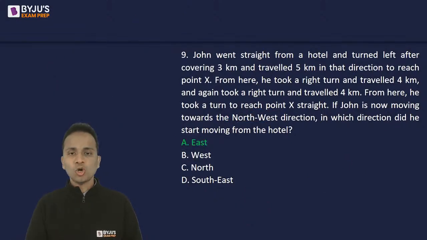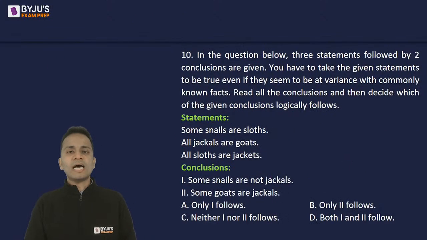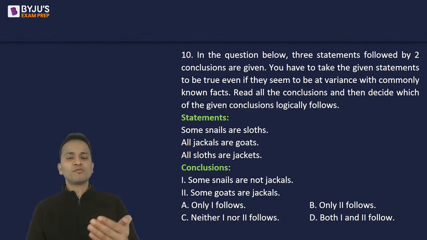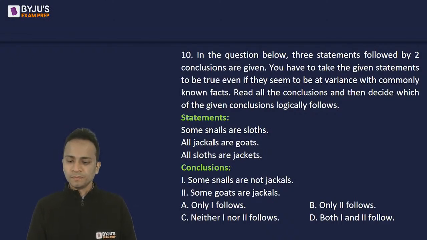Okay, so option A. Let's move on and look at the last question of the day, question number 10. Now, question number 10 is based on syllogisms. So you are given some statements followed by conclusions. You'll have to find out which of the conclusions is correct. So just quickly start reading the statements, look at the conclusions after that, and there are 4 options below. So which of the 4 options will be correct?